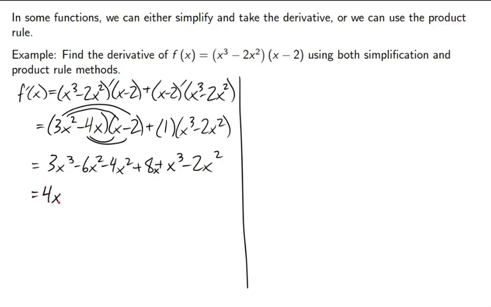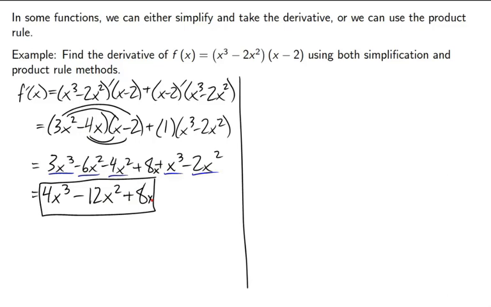So I get 4x cubed. There's a minus 6x squared, a minus 4x squared, and a minus 2x squared. Those all equate to a minus 12x squared. And we've still got the plus 8x. So there's the derivative based on the product rule.